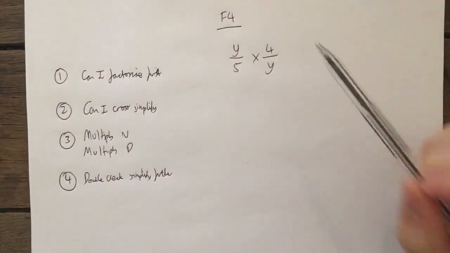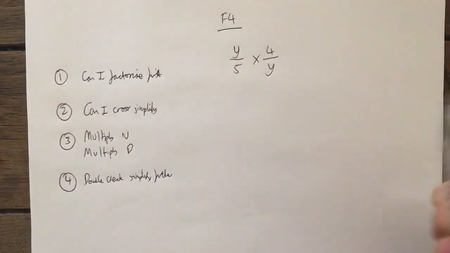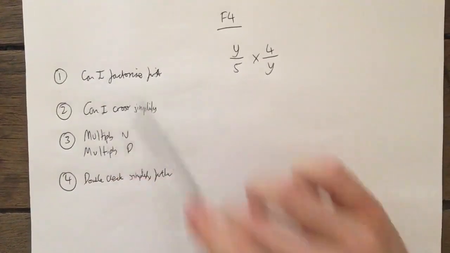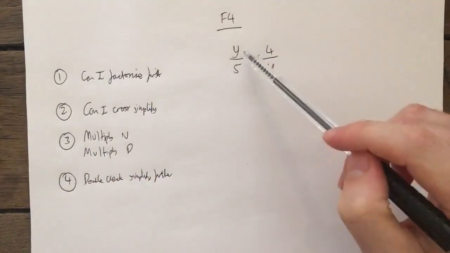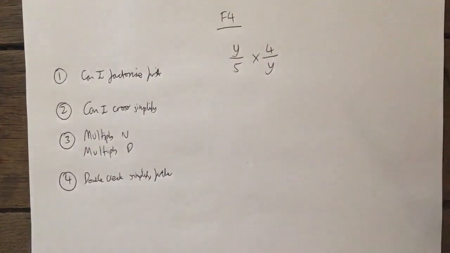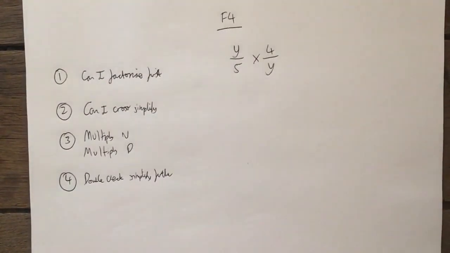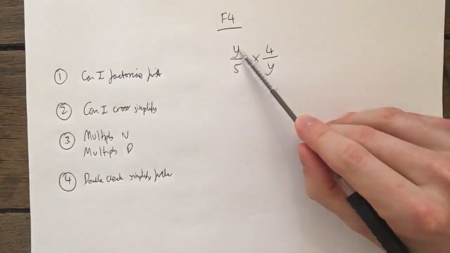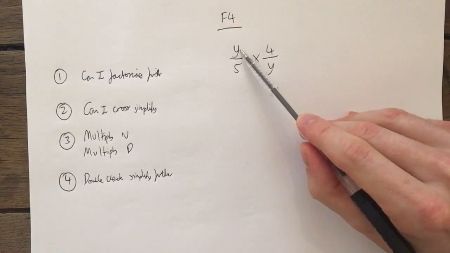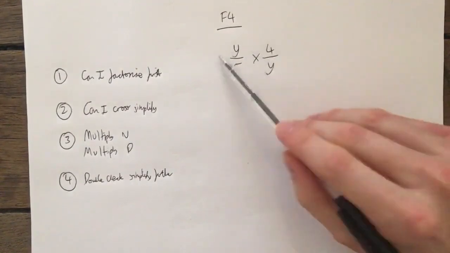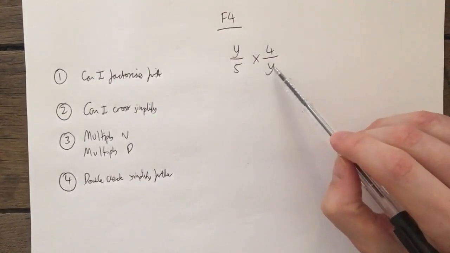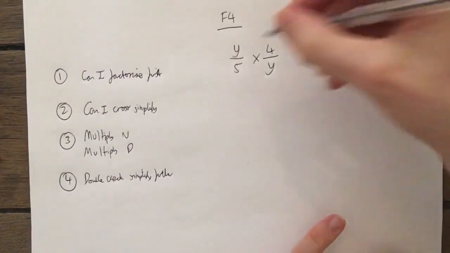Okay. As soon as I see algebraic fractions in the exam, I think to myself, number 1, can I factorise first? The answer here is no. I can't factorise that, or that. Can I cross simplify? Yes. That numerator has a value of y. That denominator on the other side of the fraction also has a value of y. So I can divide them both by y.